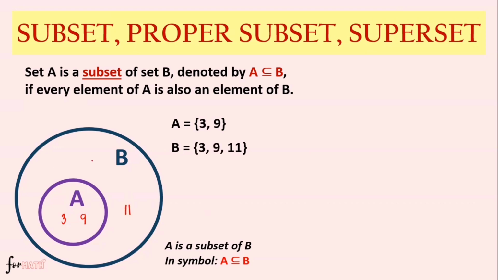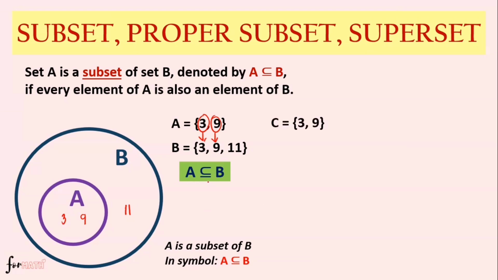So ibig sabihin yung 3, 9 ay part pa rin po ng B. Therefore, A is the subset of B. Okay, kumbaga, every element of A is also an element of B. Okay, so makikita rin natin sa set B. Therefore, we can say that A is the subset of B.